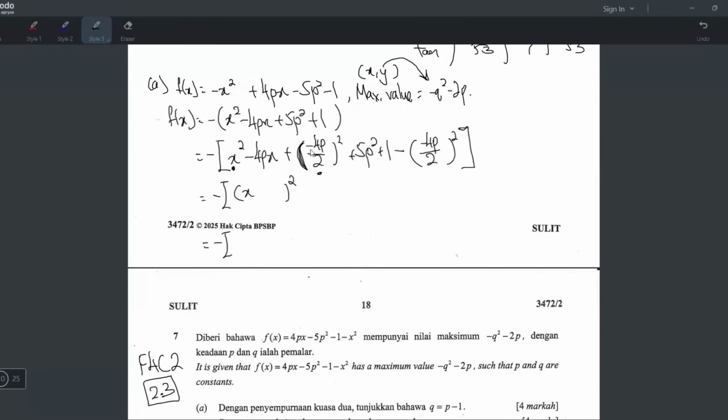And then what is inside here? Negative 4p over 2. So negative 4p divided by 2 is negative 2p. So just write like that. And then the square, no need to square, because you already wrote it outside. So the square is no longer needed. Okay? And then continue. Plus 5p square plus 1.